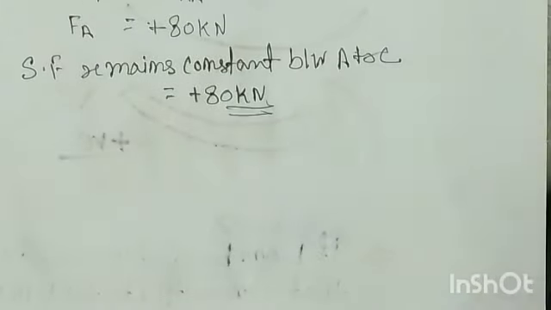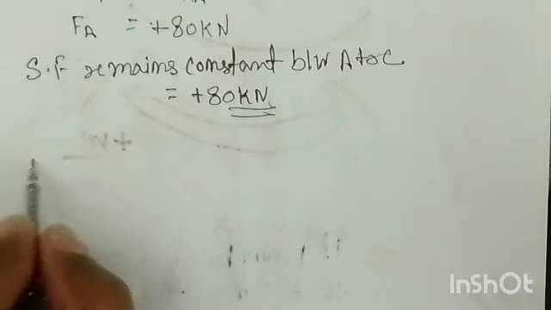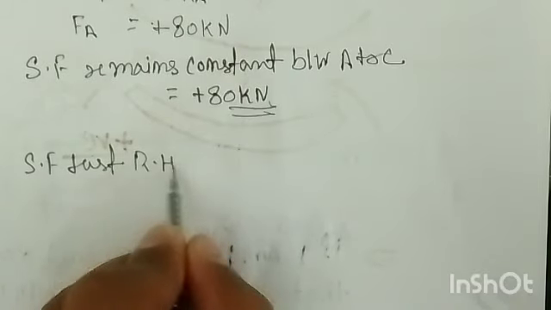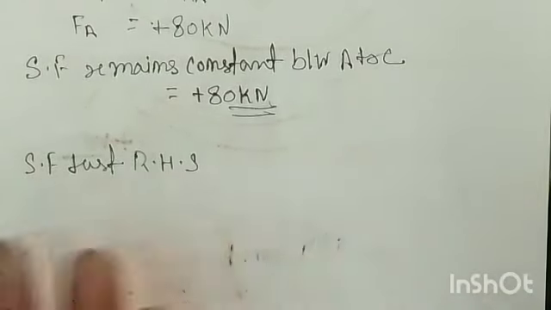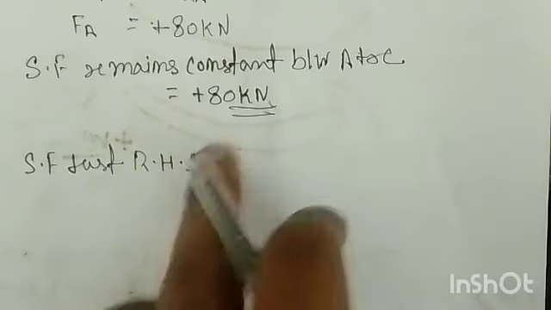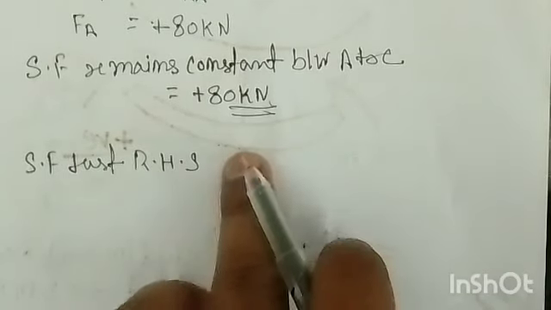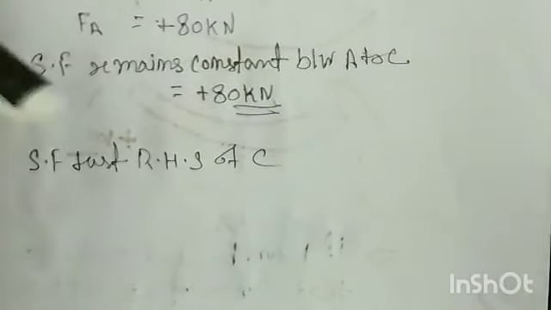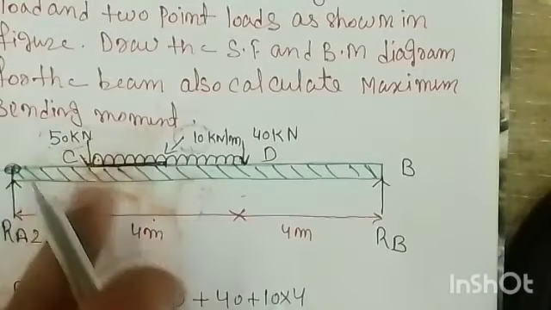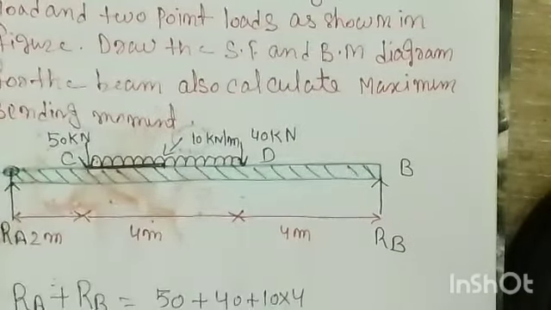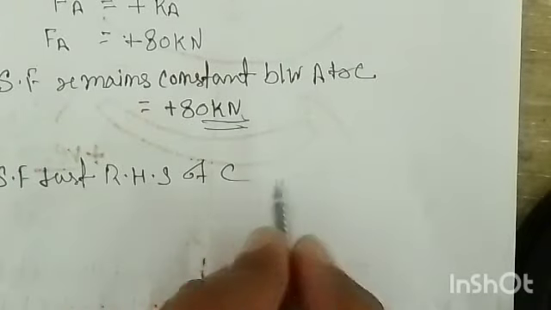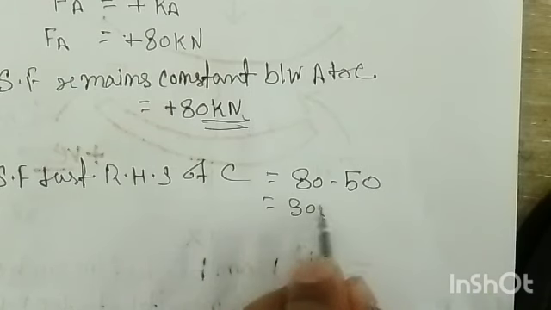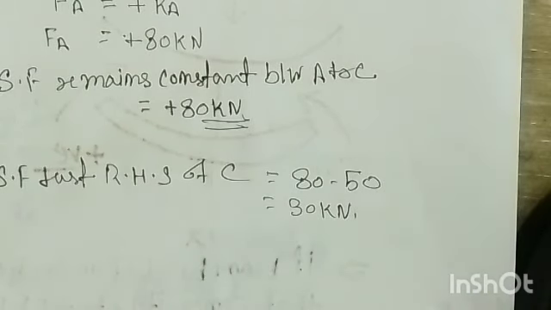So now you can say shear force just RHS of C, right hand side of C. Right hand side of C means only the point load is used. The 50 kilonewton load is acting vertically downward on the left side, so it will be negative, so this is equal to 80 minus 50. This is 30 kilonewton, right?